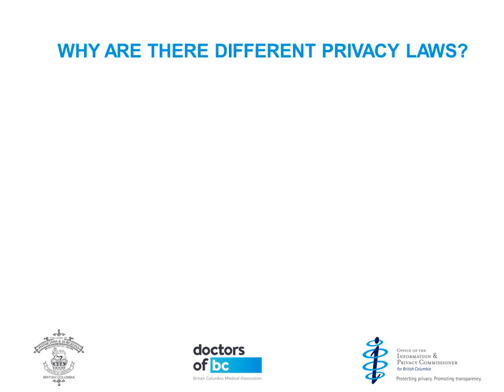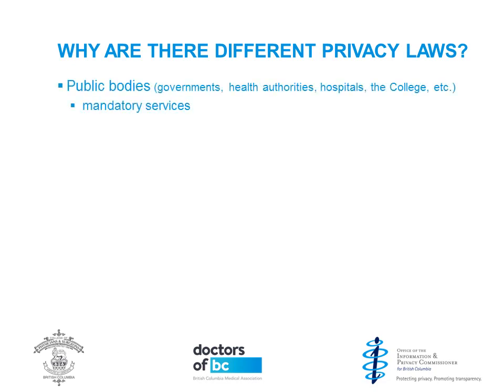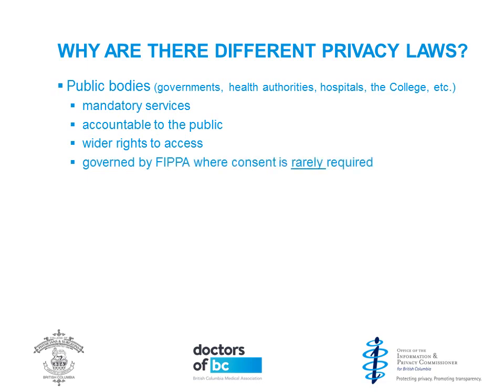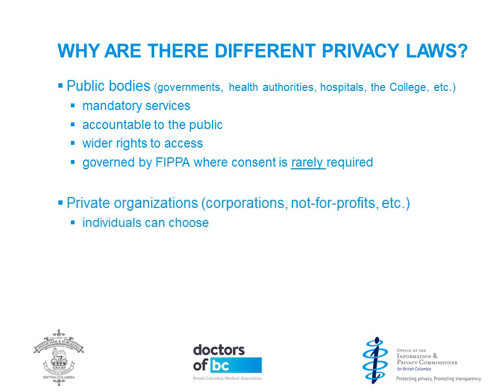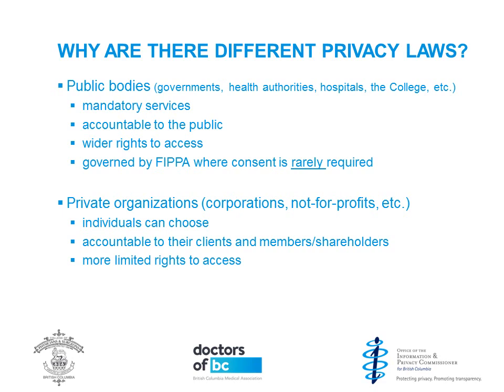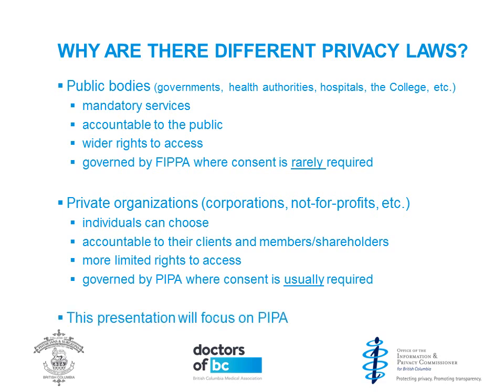Why are there different privacy laws? Public bodies such as governments, health authorities, hospitals, and the college, whose services are mandatory, are accountable to the public, giving individuals wider rights to access, and they're governed by the Freedom of Information and Protection of Privacy Act, where consent is rarely required. Private corporations and not-for-profits allow individuals to choose which organization to interact with. They're accountable to their clients, and members are shareholders, giving individuals restricted rights to access, and are governed by the Personal Information Protection Act, where consent is usually required. This presentation will focus on PIPA.